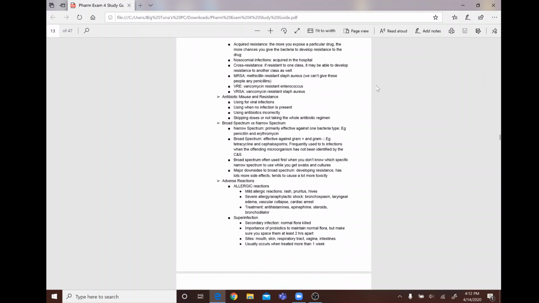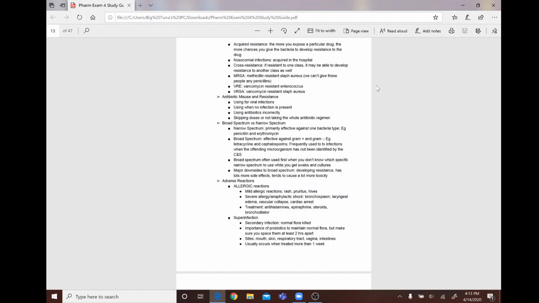Alright, tell me some things that may cause antibiotic misuse and resistance. Using for viral infections, using when no infection is present, using antibiotics incorrectly, and skipping doses or not taking the whole antibiotic regimen.